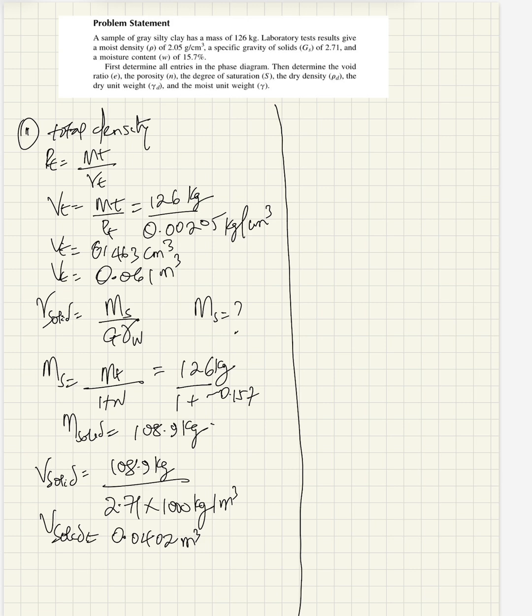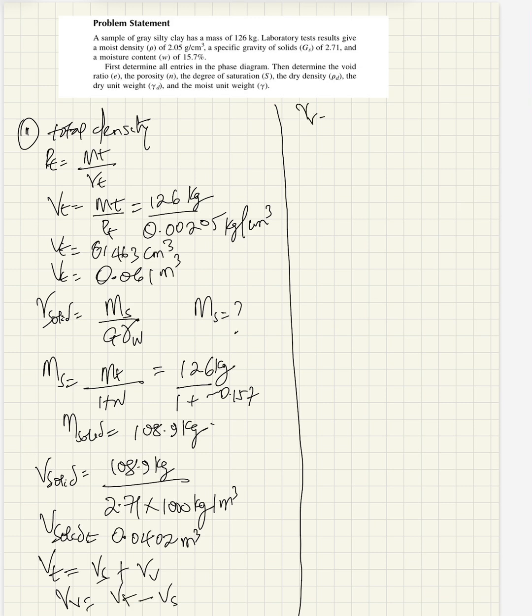So we already know the total volume and we already know the volume of solids. So we know that total volume equals volume of solid plus volume of void. Since we know the volume of solid and the total volume, to obtain the volume of void, volume of void equals total volume minus volume of solid.